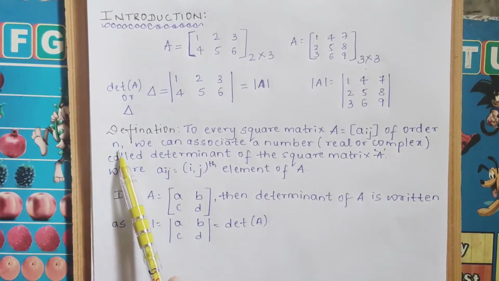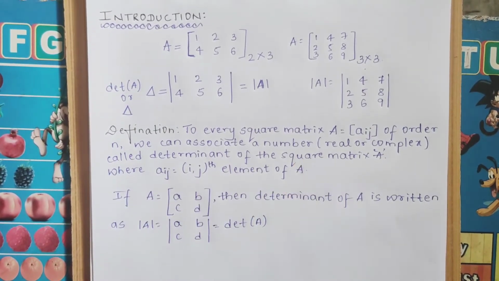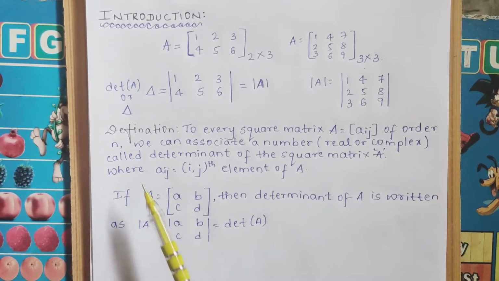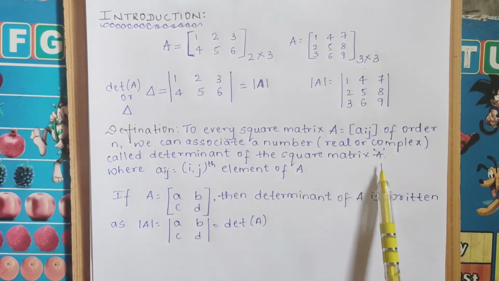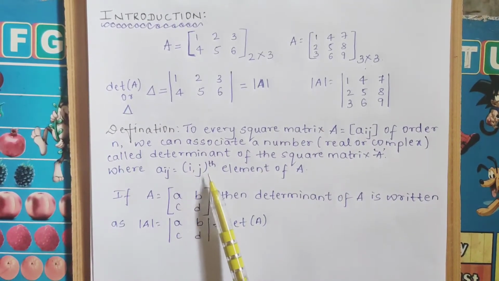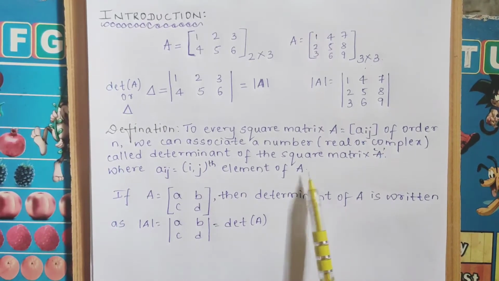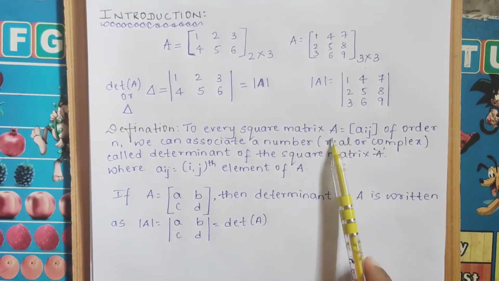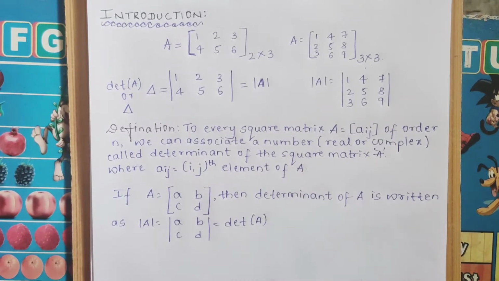Of order n, we can associate a number. It can be real or complex, called the determinant of the square matrix A, where Aij is nothing but the i-th and j-th element of A. This applies if you are finding the determinant of a particular matrix.